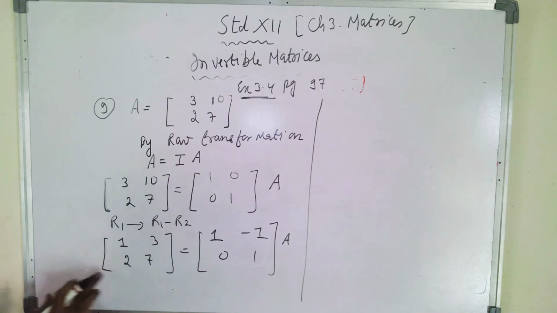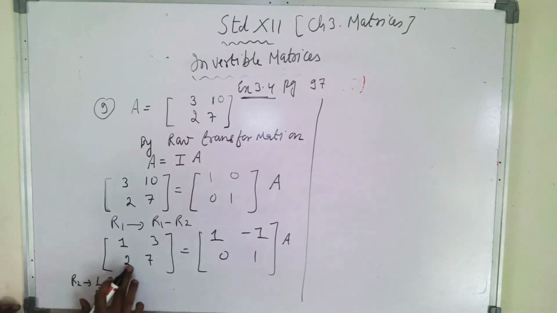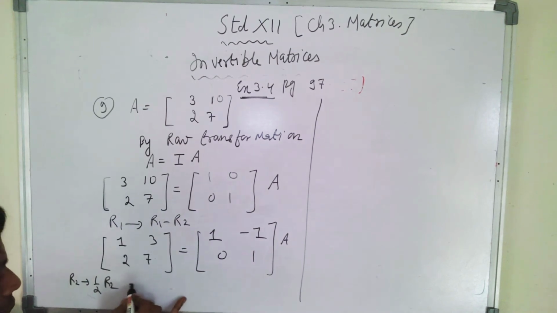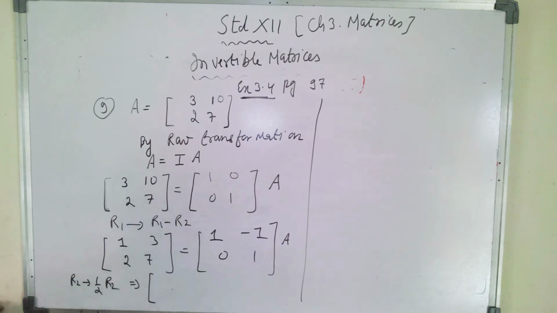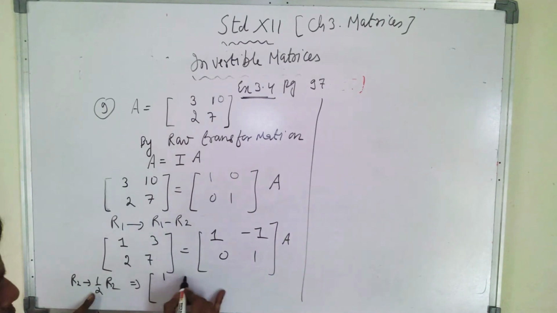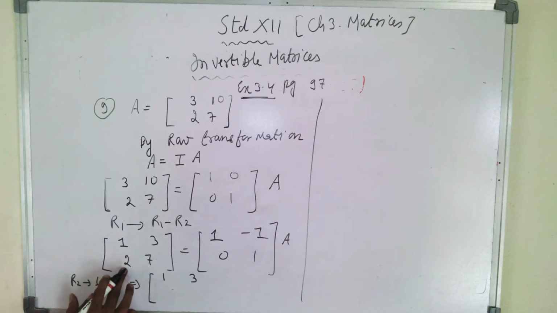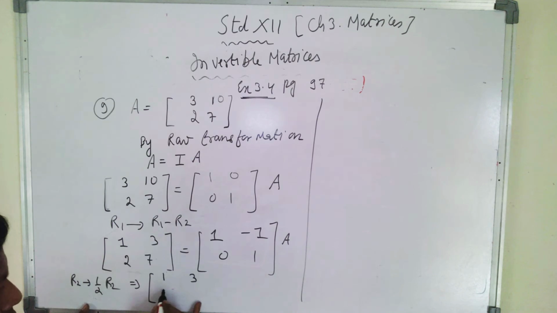So I can multiply R2 by half R2. If I do like this, what will happen? This will become 1. Then I can later on subtract. So there is no change in row 1. It will remain as 1, 3 only. But you are dividing each element of R2 by 2. So 2 by 2 will become 1 and 7 by 2 will become 7 by 2.